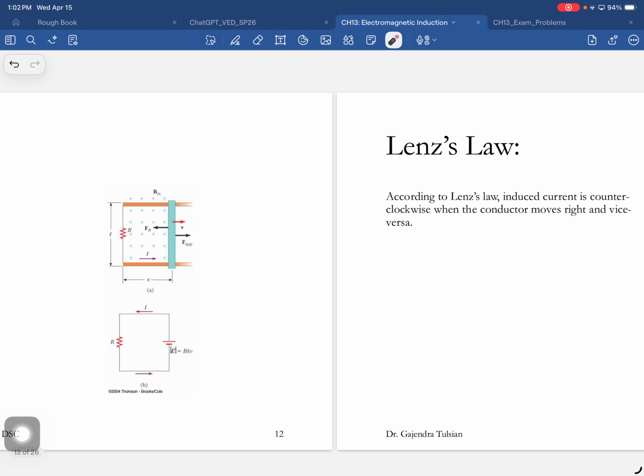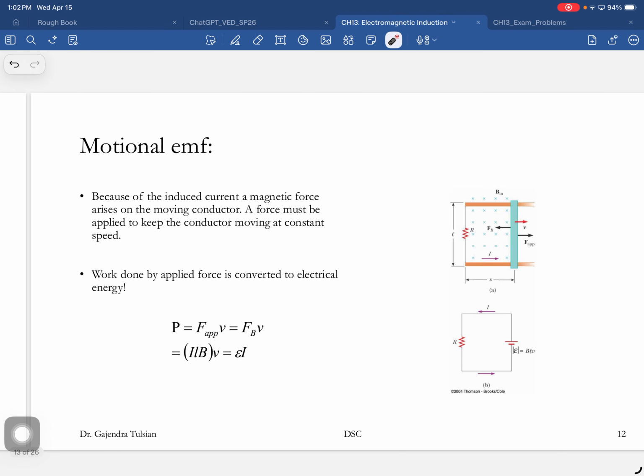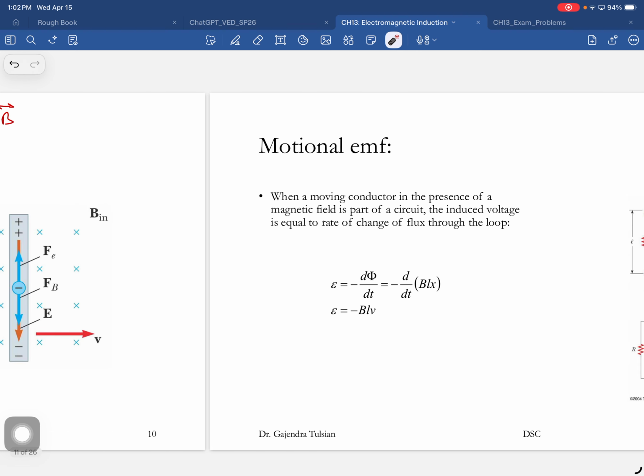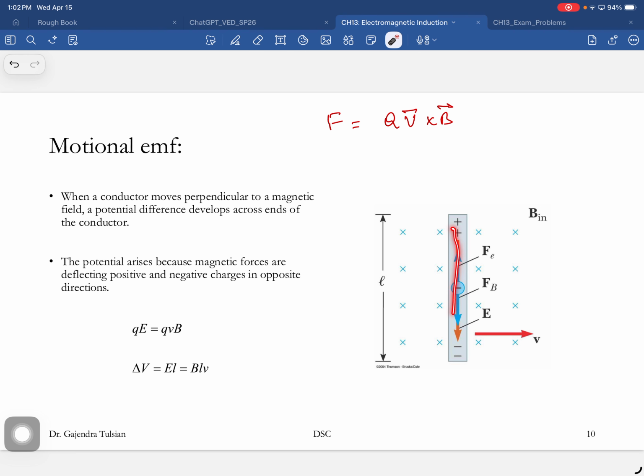All right, so what we learned was, you take a rod and you move it perpendicular to a magnetic field, you develop a voltage across the metal rod. And the voltage is the magnetic field times the length of the rod times the speed, the component of the velocity perpendicular to the magnetic field.